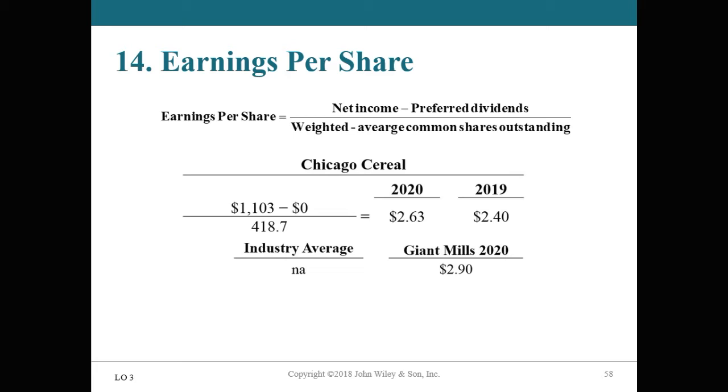Earnings per share, which is also evidenced on your income statement, is a measure of the net income earned on each share of common stock. It's computed by dividing net income minus any preferred dividends by the weighted average number of common shares during a given year.